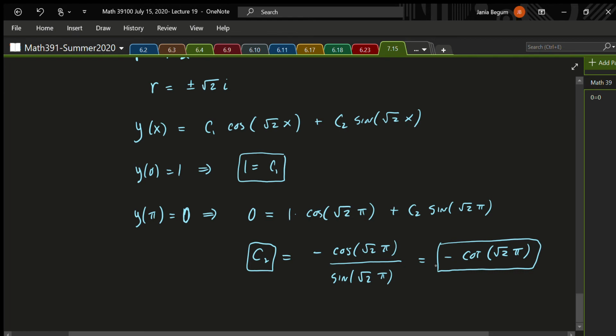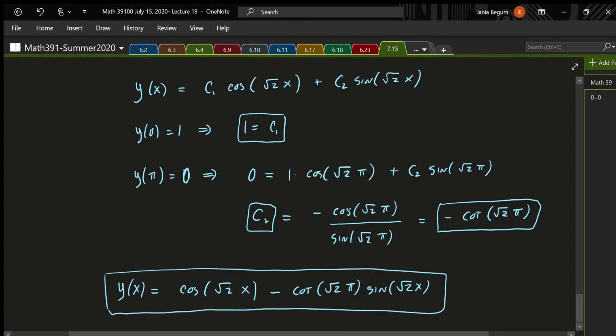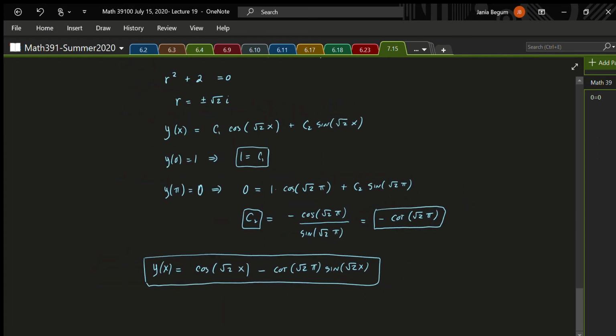So we have our general solution to this. Our solution is c1, which is 1, times cosine of square root of 2 x, plus c2, which is negative cotangent of square root of 2 pi, times sine of square root of 2 x. That will be our solution to this boundary value problem. Any questions on this problem?